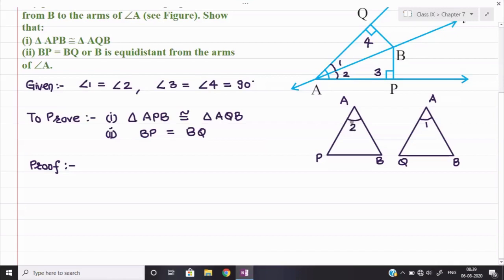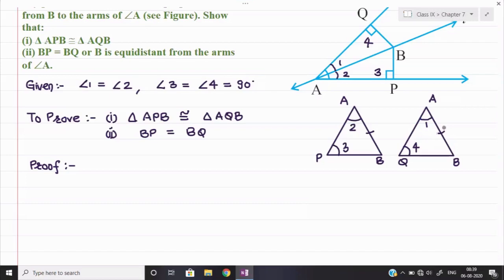Similarly, now locate angle 3 and angle 4. So where is angle 3? Angle 3 is APB. So APB, this is my angle number 3. And similarly, AQB is my angle number 4. And one more thing, observe here, side AB and side AB is common. So now I think you can easily identify by which congruency theorem the triangles are becoming congruent.